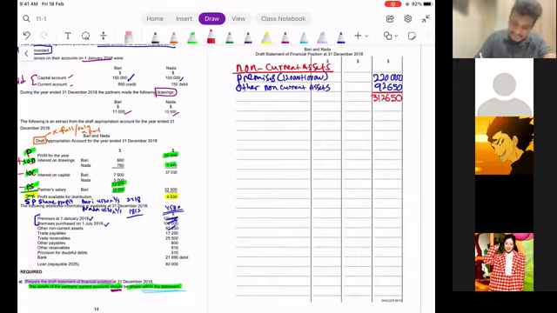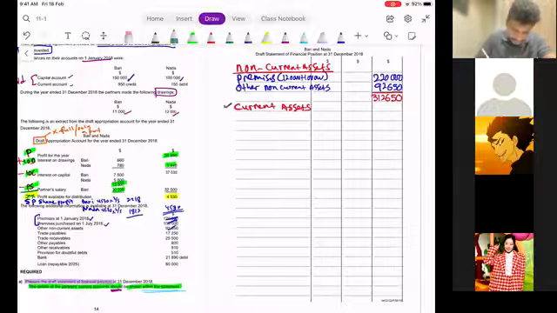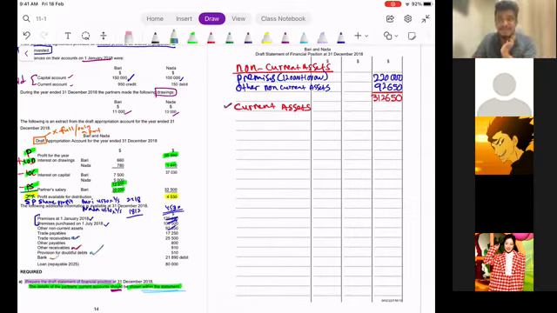312,650. After that, we have a current asset. What are the current assets you have? Trade receivable, other receivable, provision for doubtful debt, and bank. Okay, these are the 4 current assets that I can see. This question doesn't have inventory, so we don't care.